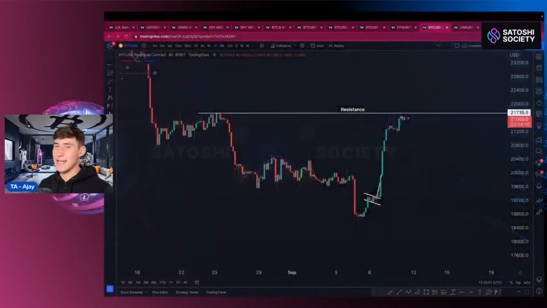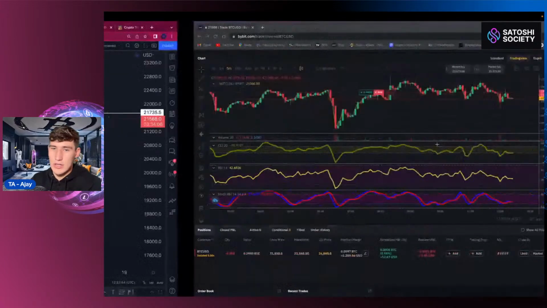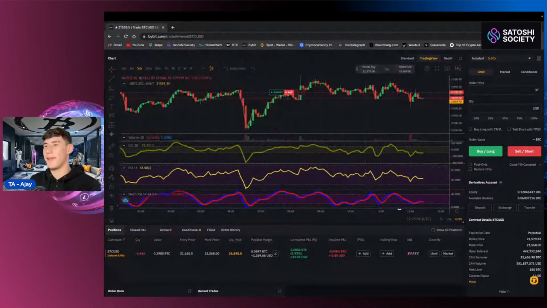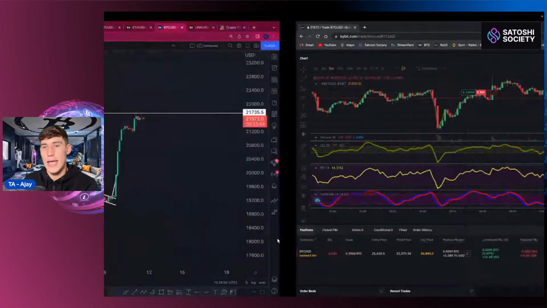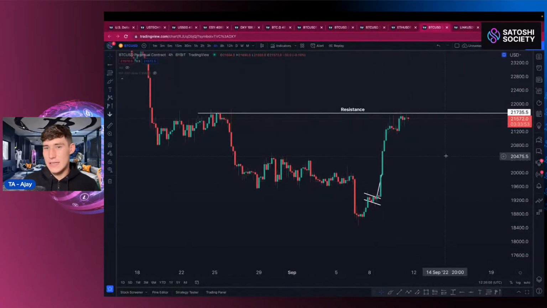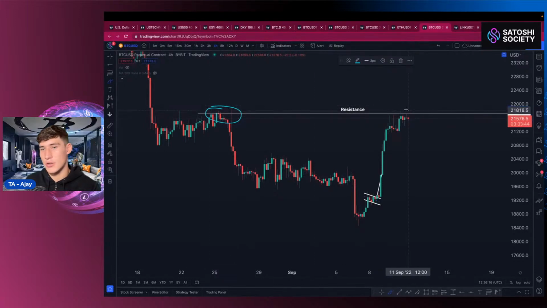So getting straight into the Bitcoin charts then, taking a look at this potential trade. Now, what I have done is, as you can see over here on Bybit, I have entered a short position. The entry point was $21,610. And the reason why I did enter this short position is because we are coming into a previous high back here, so it's going to act as resistance. As you can see, we are finding some resistance at that level.